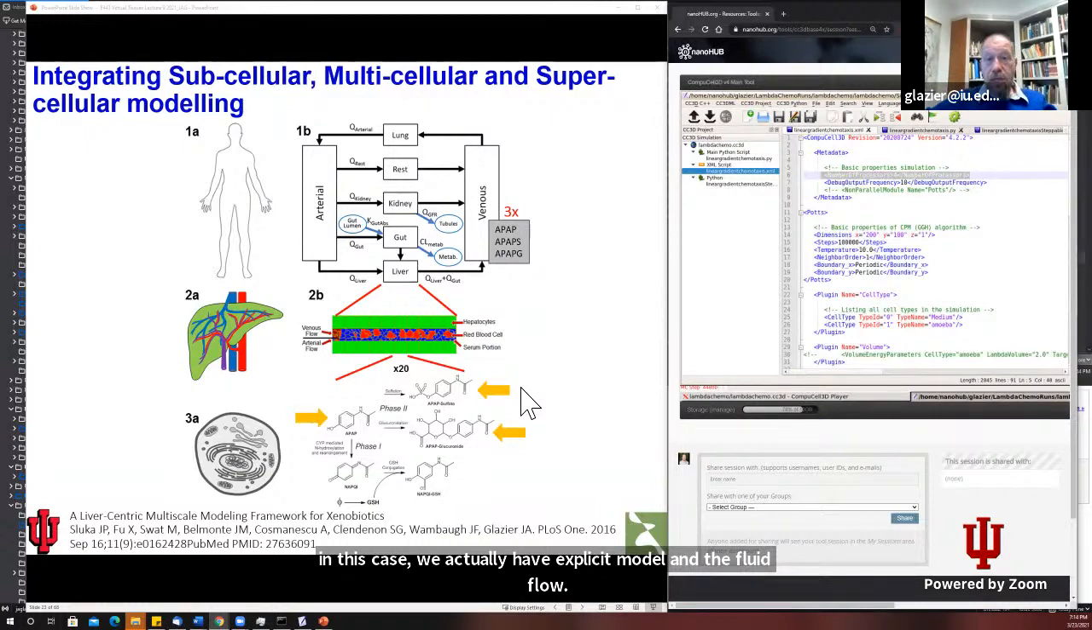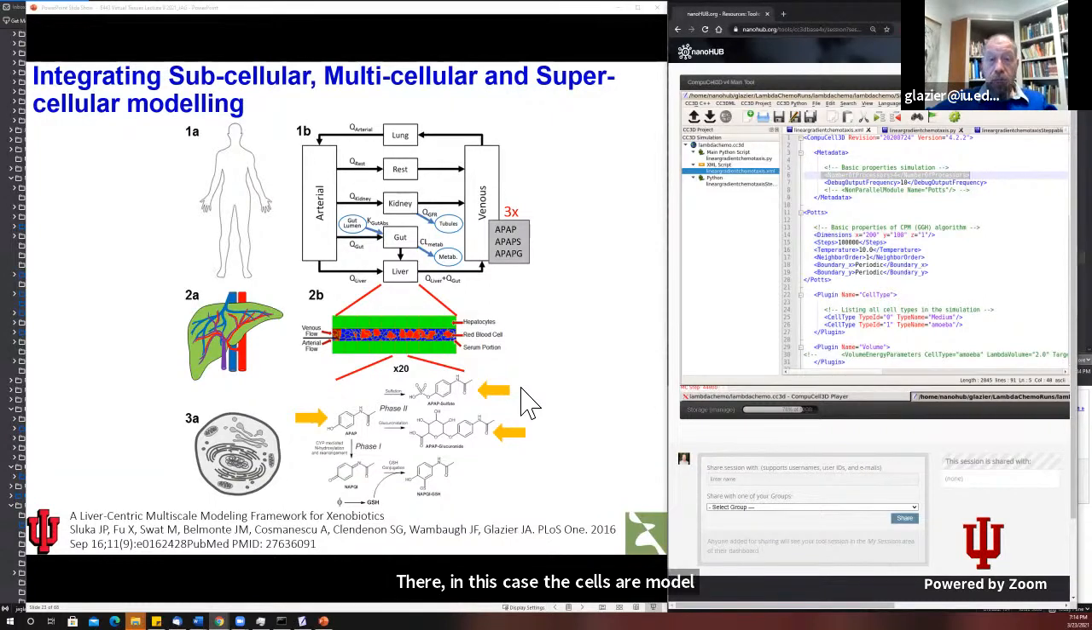Within those green cells, in this case, the cells are modeled as absorbing acetaminophen, Tylenol, and acetaminophen in turn is modified by enzymes within the cell, in particular a series of enzymes called cytochrome P450s, CYPs. And these cytochromes make certain molecular transformations to the molecule.